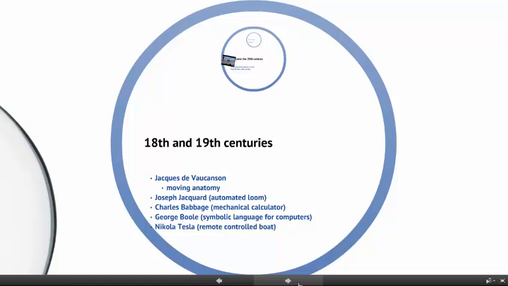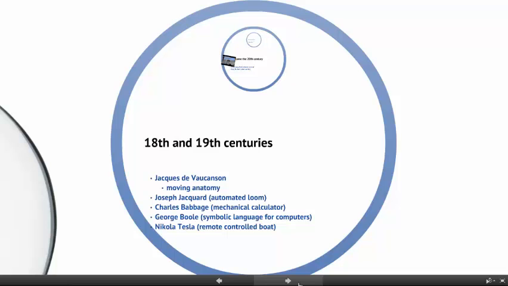Once again, kind of harkening towards some of the things that we see today with mobile insectronics and those kinds of things. Joseph Jacquard created the automated loom, which was a programmable loom that would allow you to have different types of weaving occurring at different times based on what you were working on. Charles Babbage created the first mechanical calculator that could be programmed to accept different inputs and then have our first outputs, which was the precursor to what our current computers are. George Boole created a symbolic language for computers and is also known for Boolean logic.